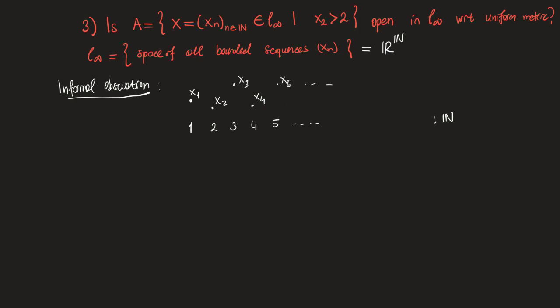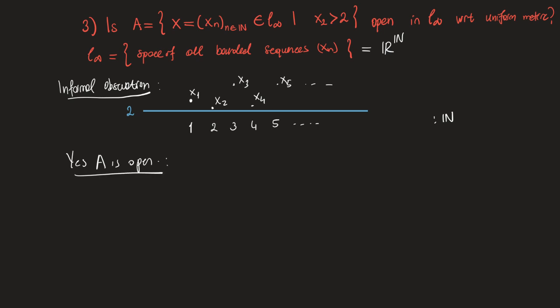In this question, it says that every point in the set A has the second value bigger than 2. Okay, this second index should be bigger than 2. So it means that if you make a horizontal line, something like that, this is the line 2. So your second value should be above this line. Okay, this is the informal observation. So prove it. Yes, A is open.